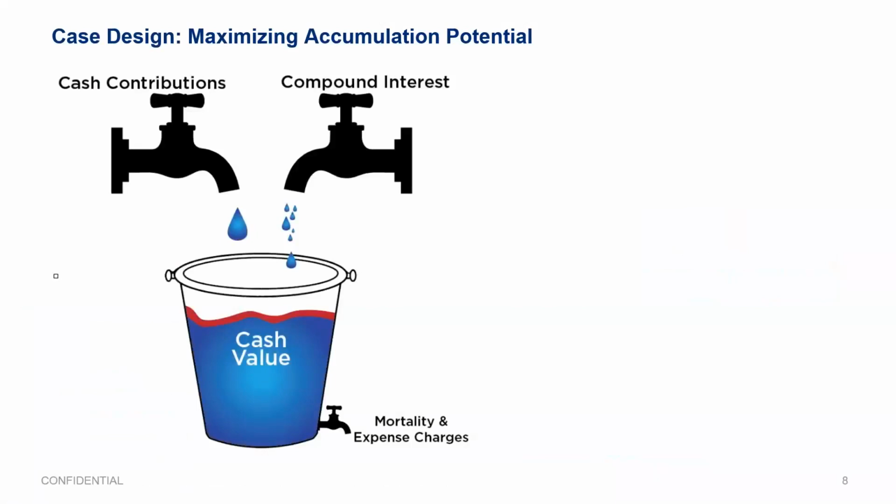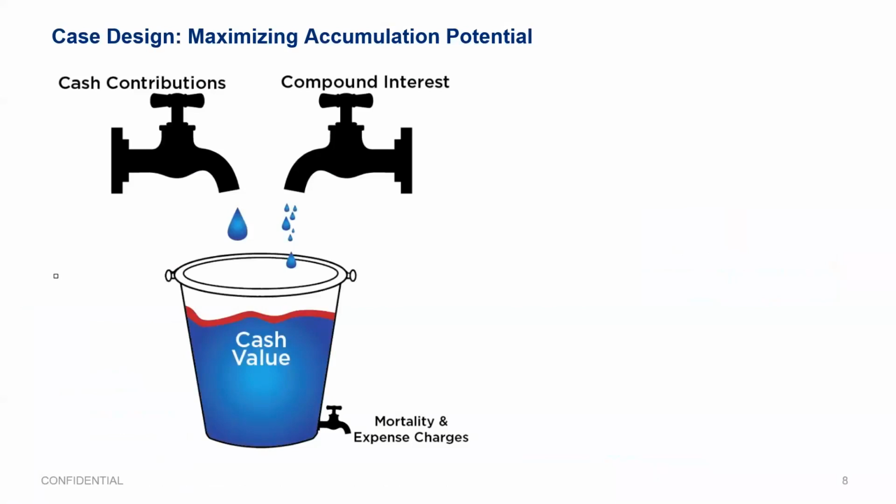And it's all about filling the bucket. The bucket is the cash value in the policy. What's going in to fill that bucket is our cash contributions, or our premiums. And then over time, as those premiums earn interest based on their index allocation selection, that interest is being credited into the cash value as well. So in order to build that cash value, we're trying to fill the bucket as much as possible.